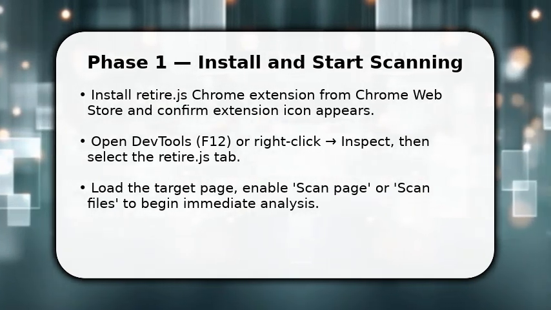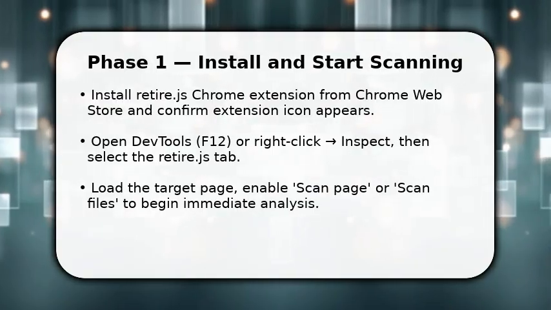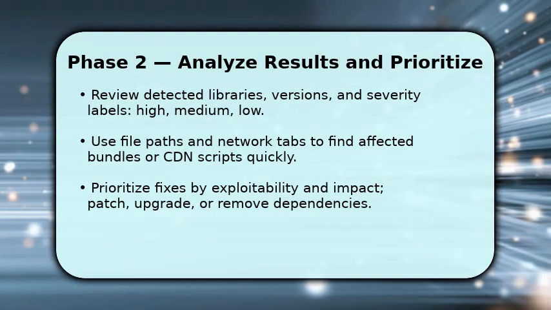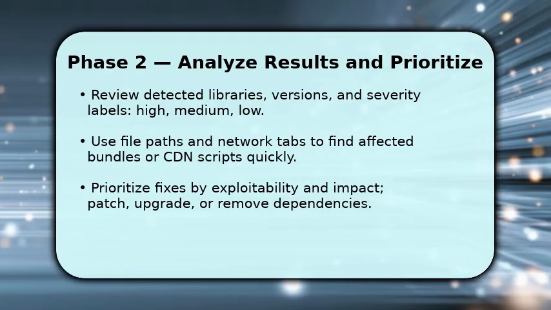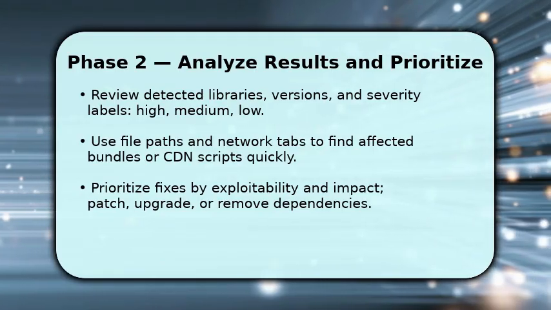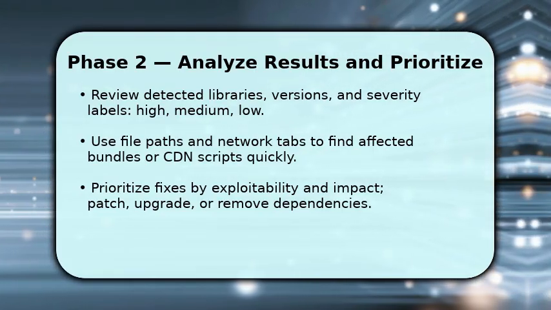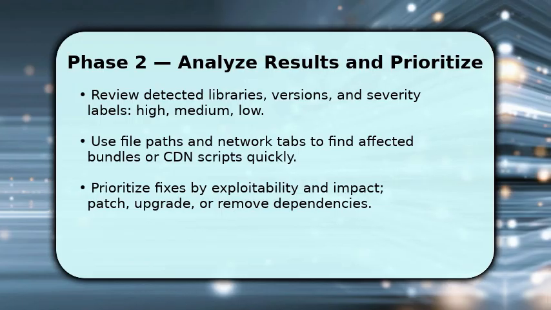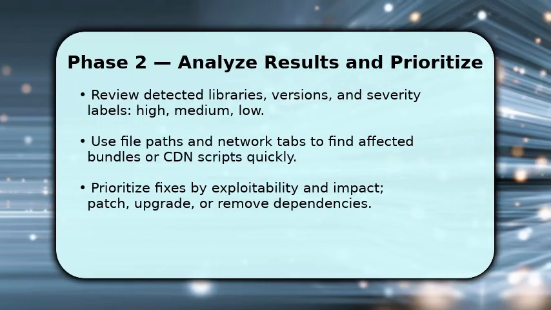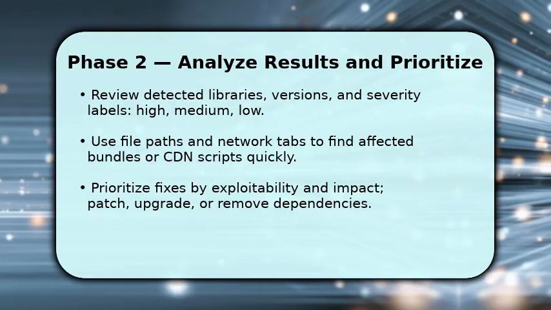Once the scan finishes, you'll see a list of libraries, their versions, and severity labels: high, medium, low, so prioritize accordingly. Use the file path and network details that Retire.js provides to locate the exact bundle or CDN script causing the issue, because precision saves time.